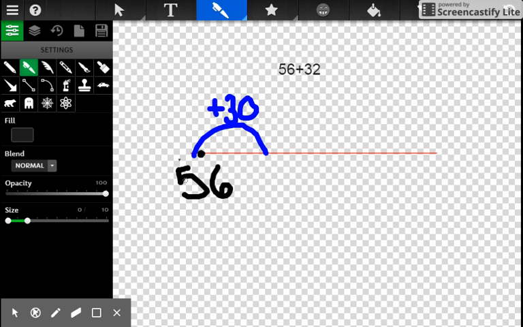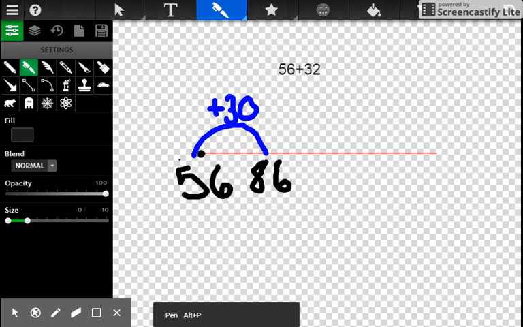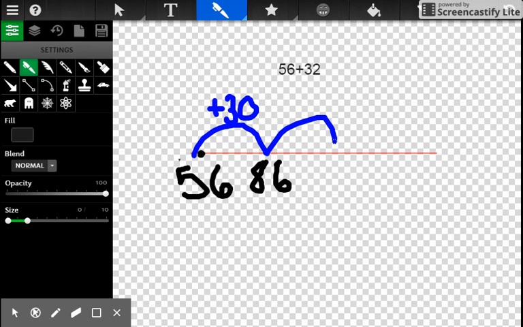So we've got 3 tens and 5 tens. That makes 8 tens. And 6 ones and 0 ones makes 6. So you've created the number 86. Knowing that we've jumped 30, which is our 3 tens, we still have our 2 ones left to jump. So I'm going to go ahead and do that. Writing my jump, plus 2.